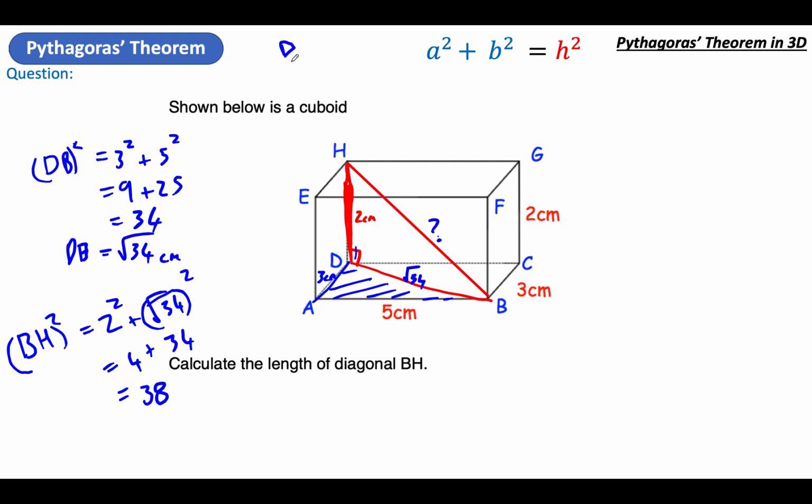Can you remember, we've done the square, done the other square. Let's just do that again. Do it properly. So we've squared one, we've squared the other. We add or subtract. Well, in this case, we're adding because we're trying to find the long side. And then the last job is always square root. So the length of BH is the root of 38. Which is 6.2 to 1 decimal place.